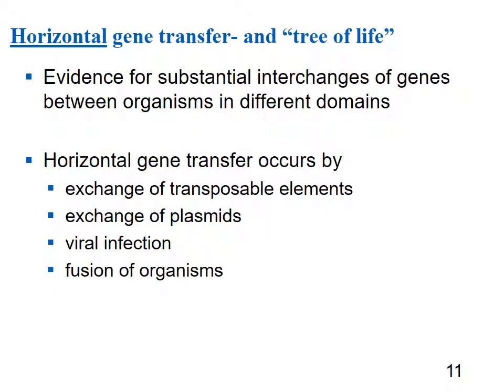So again, horizontal gene transfer has really tangled up that tree of life, and there's evidence for substantial interchanges of genes between organisms in different domains. Horizontal gene transfer occurs by exchange of transposable elements. So those are those jumping genes in DNA. Exchange of plasmids. So remember, plasmids are those extrachromosomal pieces of DNA in bacteria. Or a viral infection, or even fusion of organisms, like an organism taking in another organism, like in the case of chloroplast and mitochondria.